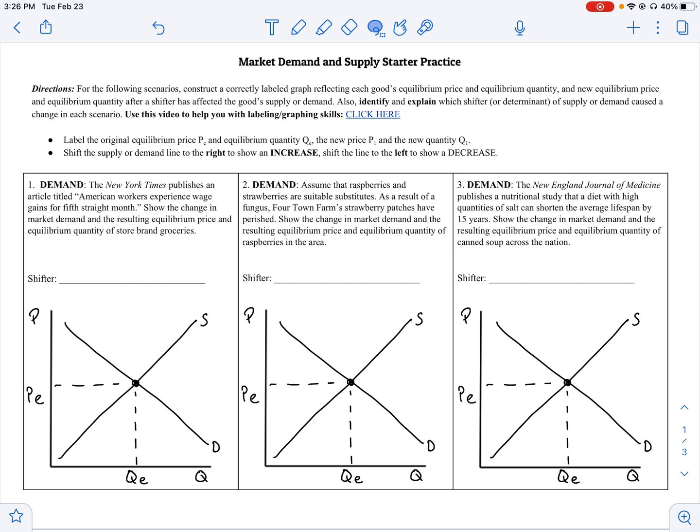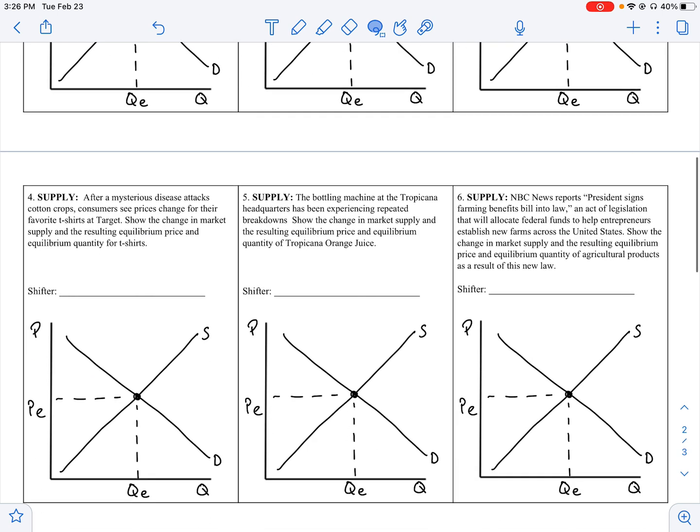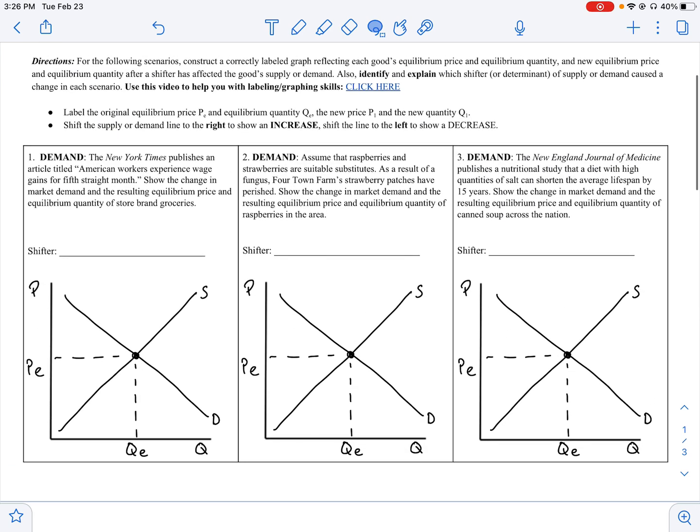All right, let's get into market demand and supply starter practice. So in this handout, there are 3 demand shifts and 3 supply shifts, and it should be noted that I made a point to only have you shift the demand or only have you shift the supply because there are instances where a particular event could impact the supply or the demand. So I wanted to make sure that I eliminated that complication for you, and we really just focused on the beginning foundational skills of focusing only on demand shifters and focusing only on supply shifters.